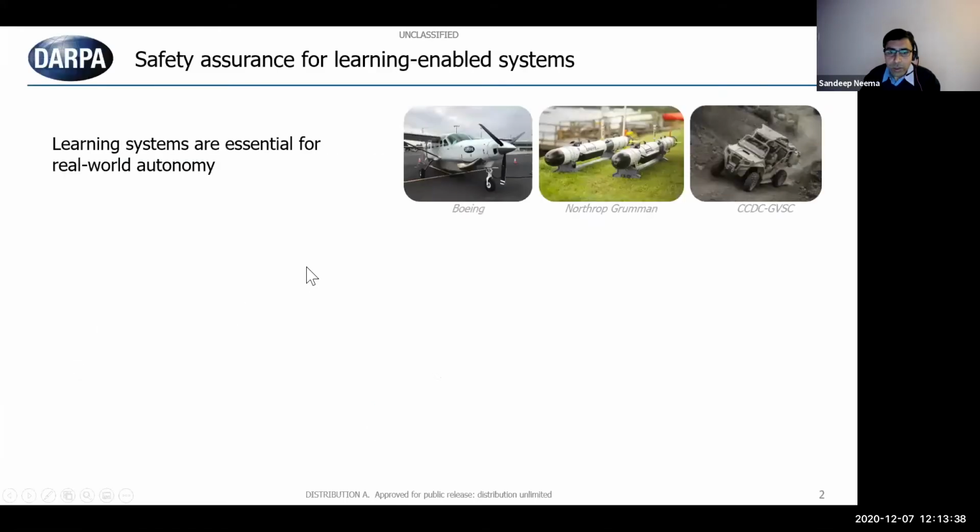Okay, so let me just start with the obvious. Learning systems are essential for real-world autonomy. This is quite clear from the kinds of systems that we already see on the road. Some of the prototypical platforms that we work with in DoD are already to some extent in use, and in the planning, design and deployment stage. The examples shown here are from three of our performers, Boeing, Northrop Grumman, and TARDEC or CCDC. They all have some sort of application of learning.